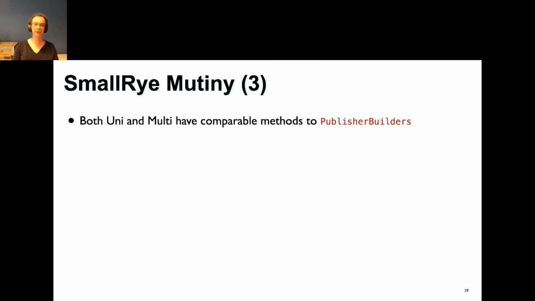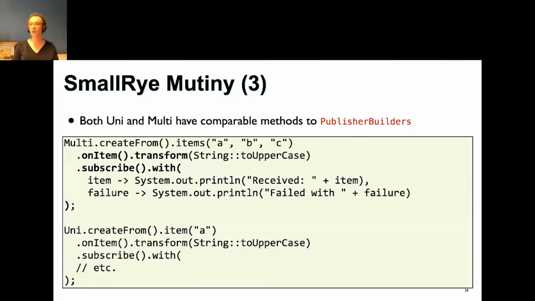And they have methods comparable to the publisher builders. So you can create them from items A, B, and C, and you can immediately transform them to uppercase, and you can subscribe to them with whatever. And this gives us a Multi. And also a Uni, which you can create from one item only, and you can transform it, and also subscribe and do other things with it.